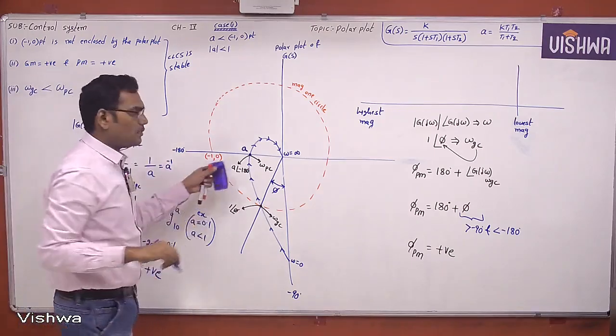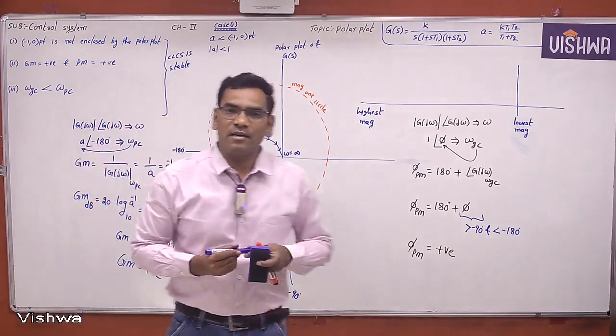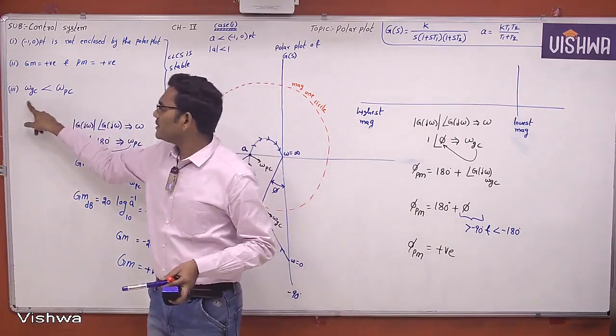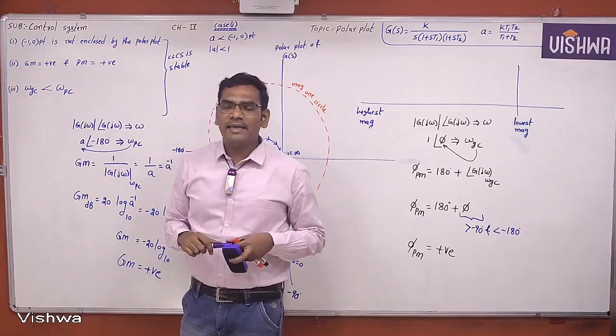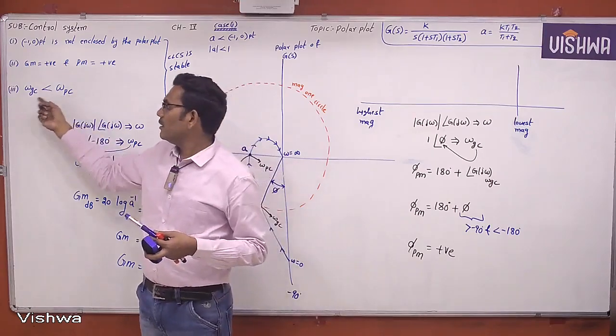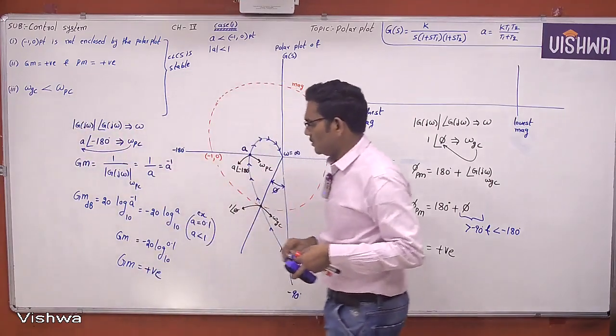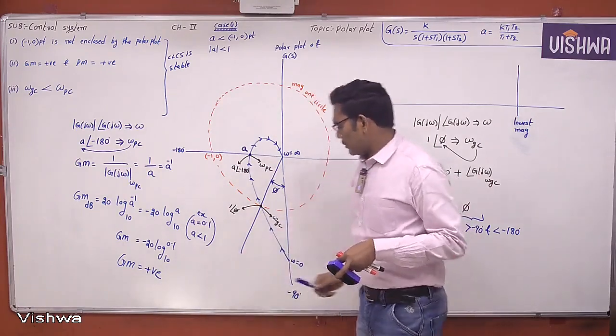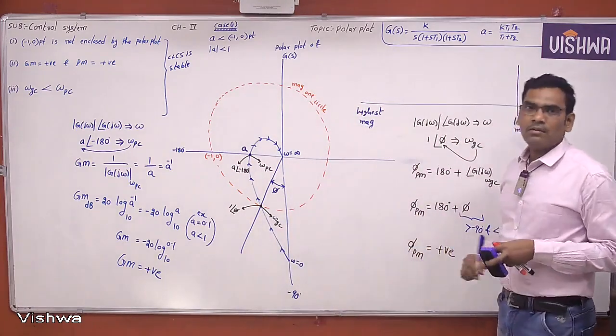The closed loop control system is stable. In the Bode plot also we can cross check. Gain crossover frequency is less than phase crossover frequency, so Bode is saying that the closed loop control system is stable. Polar is also saying that the closed loop control system is stable, because gain margin is positive and phase margin is also positive. Understand or not?